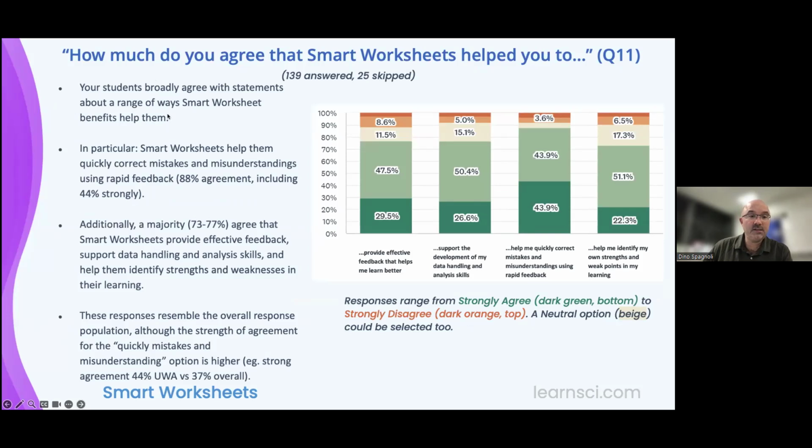What's really interesting is to look at these particular ones here about how much do you agree that smart worksheets helped you to provide effective feedback, support the development of data handling, quickly correct mistakes and misunderstandings using the rapid feedback. So this is really why we turn to them for this resource. And we can see that a lot of the students strongly agree or agree with the implementation of these worksheets.